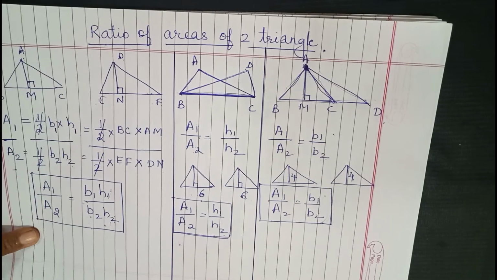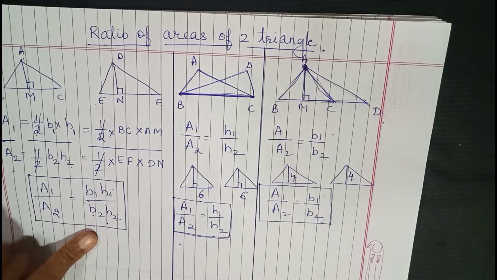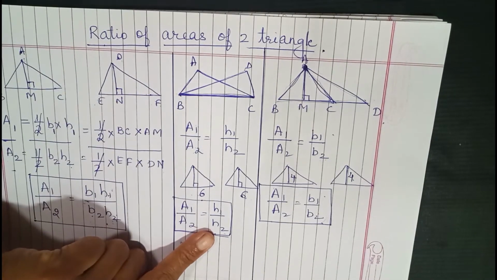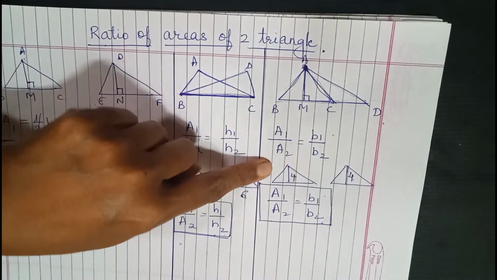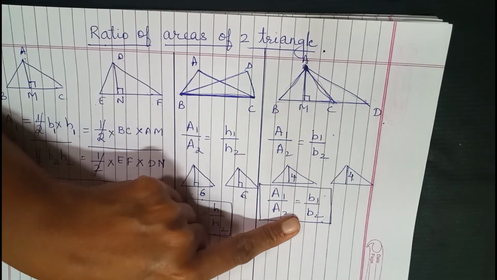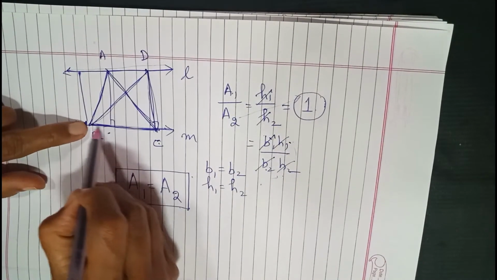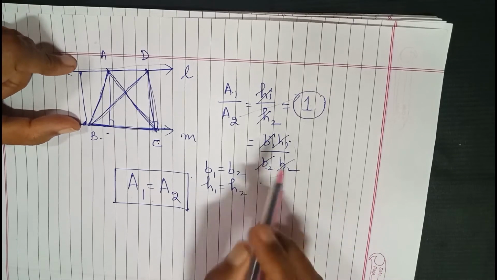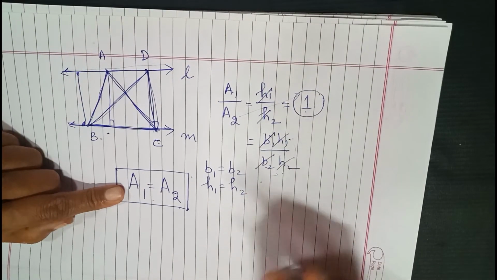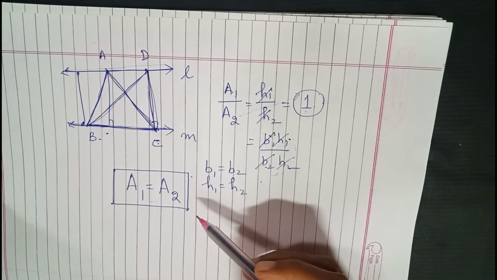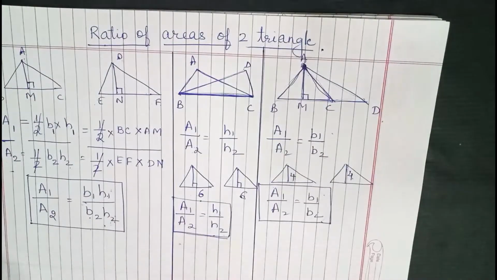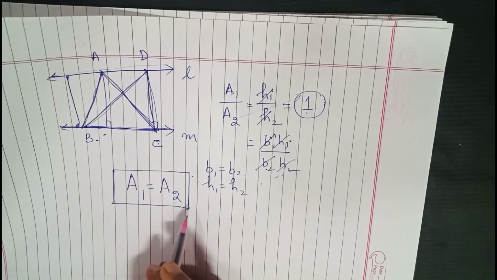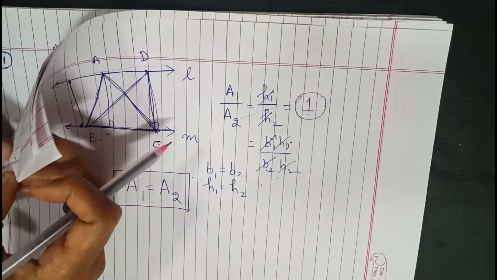What is the general formula? A1 upon A2 is equal to B1 H1 upon B2 H2. If the bases are equal or the base is common, the formula is H1 upon H2. If the height is equal or they have a common vertex, then the formula is B1 upon B2. If the triangles have a common base and are present between two parallel lines, that is, their heights are equal, then it becomes 1. That is, A1 is equal to A2. So these are the three formulas that we should remember: B1 upon B2, H1 upon H2, and A1 is equal to A2. Now, based on these formulas, let us solve some questions.